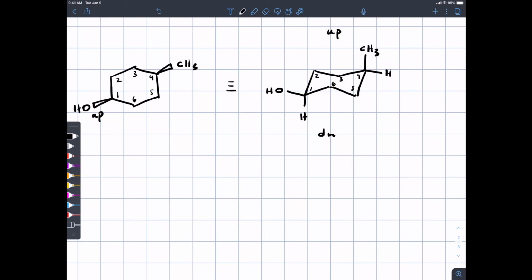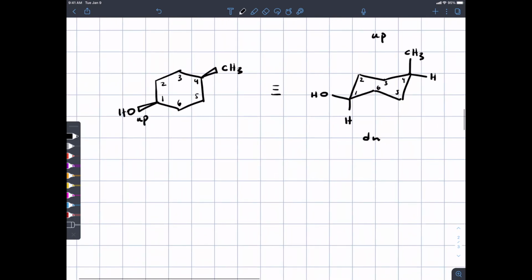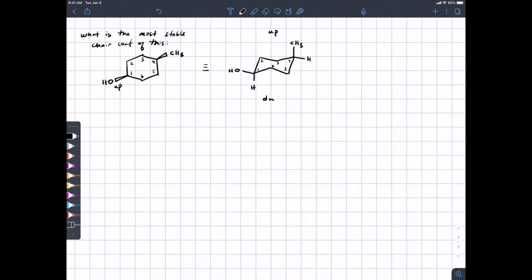Now, when I write these questions, I often ask, what is the most stable chair conformation of this molecule? And I will, of course, show you options, but what some people do is they immediately do something like this: 1, 2, 3, 4, 5, and 6. Well, the most stable conformation is the one where everything's equatorial, so I'm going to put the methyl group equatorial.